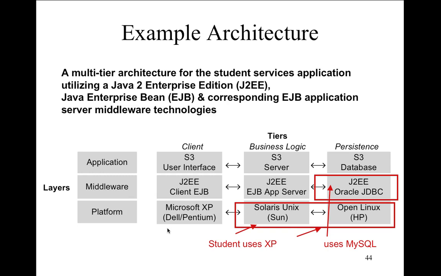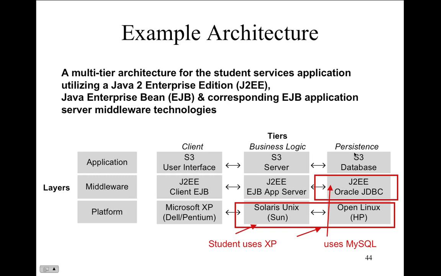So here's an example architecture using the components and the multi-tier architecture for the student services application in the previous example, using a Java 2 EE platform. And this is how we would put it together. We would use a Java Enterprise Bean component along with corresponding Enterprise Bean application middle server technologies. And then we start looking at different names for the tiers. So we're still going to look at the persistence. That's always there. Persistence is always related to data.